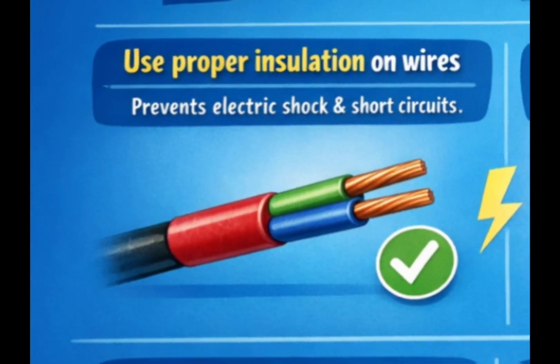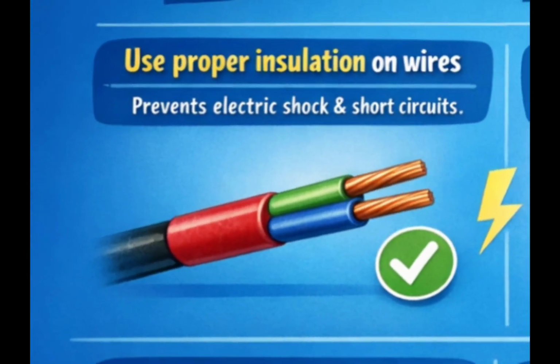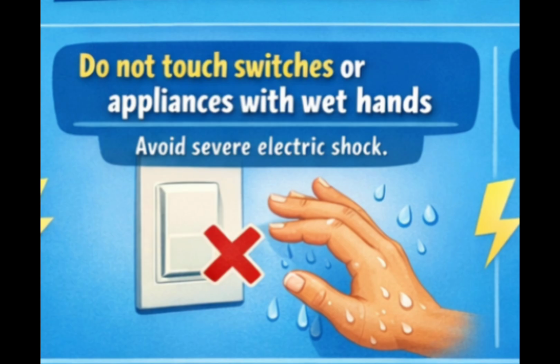Our first point is we should always use properly insulated wires. Insulation prevents leakage of electric current and protects us from electric shock. Second point, never touch electric switches or any appliances with wet hands. Why is this important? Because water is a good conductor of electricity and wet hands can cause severe electric shock.